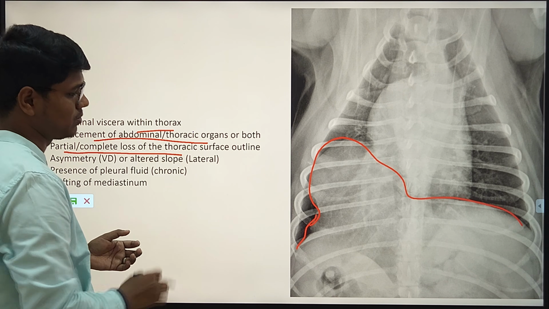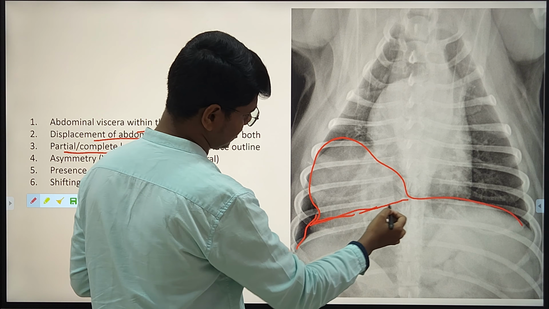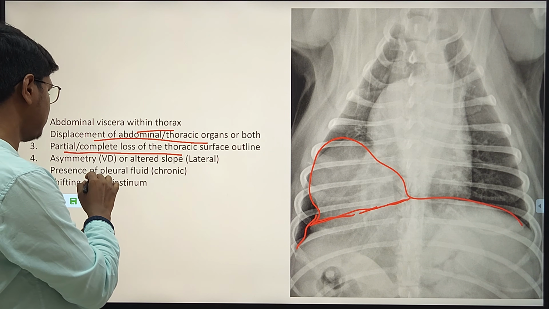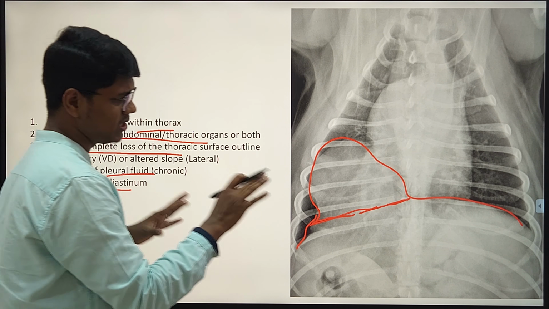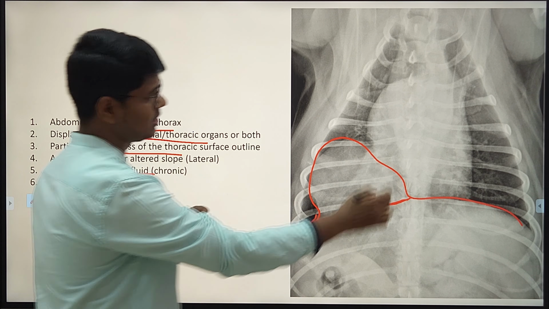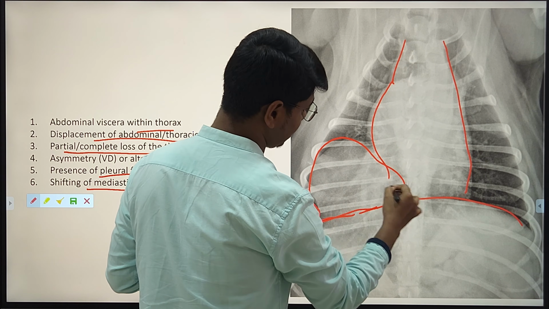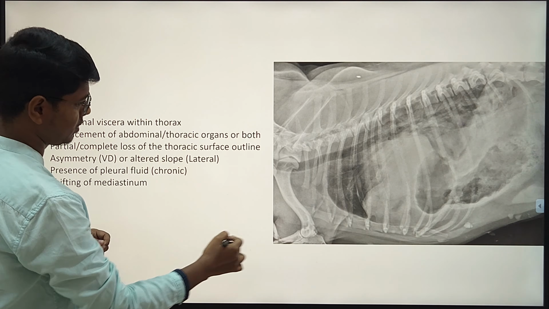Partial or complete loss of thoracic surface outline. Yes, you can say up to this portion, particularly in this portion, there is loss of the thoracic surface outline of the diaphragm. Presence of pleural fluid is in chronic cases. Shifting of mediastinum: in this particular case there isn't any shifting of mediastinum. It is slightly still present in the middle. Okay, let us see some other radiographs also.